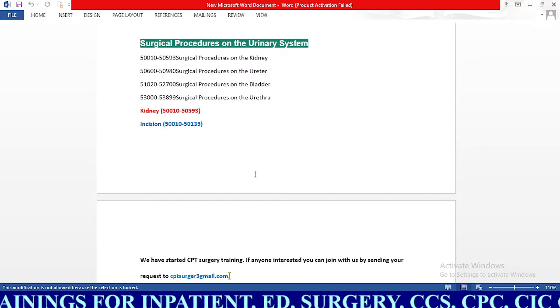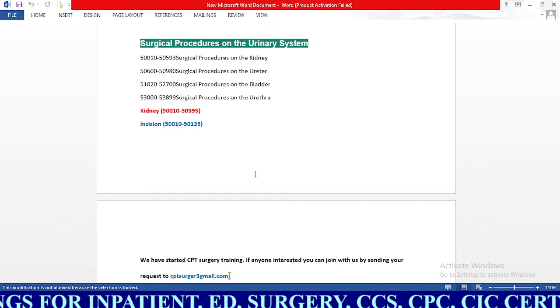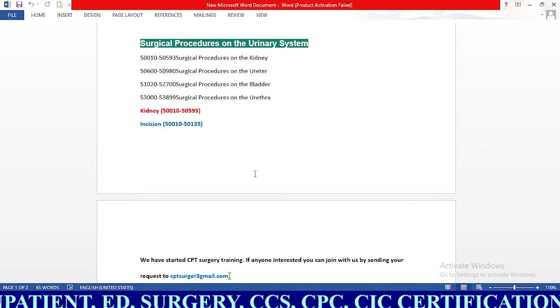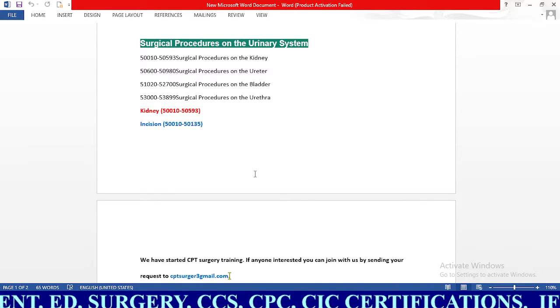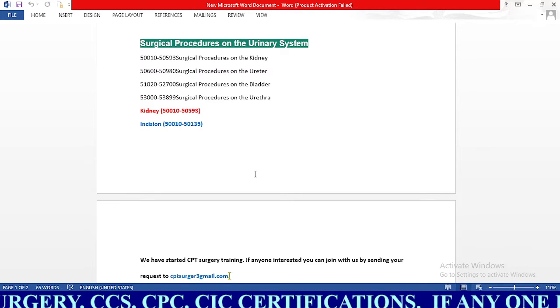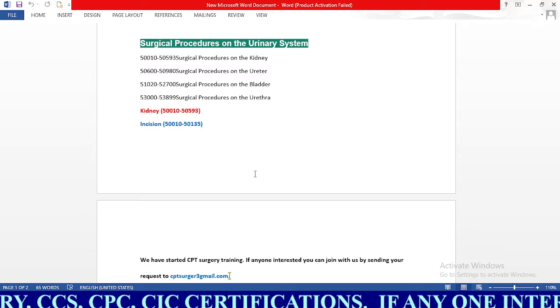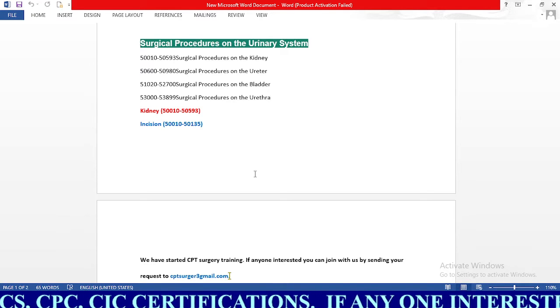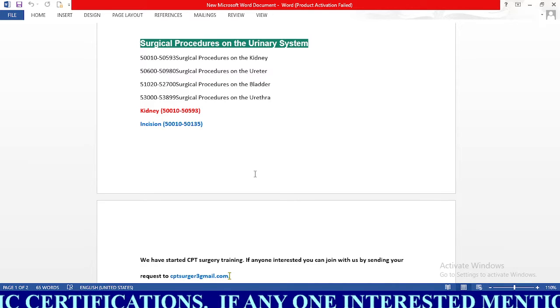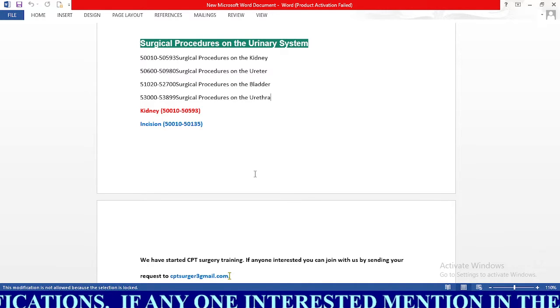So if you check 50,010 in your book, it starts from incision. Under incision we have 50,010, which is renal exploration, not necessitating other specific procedure. Here the physician will perform only renal exploration. Basically, exploration means he will check for any abnormalities in the renal system.